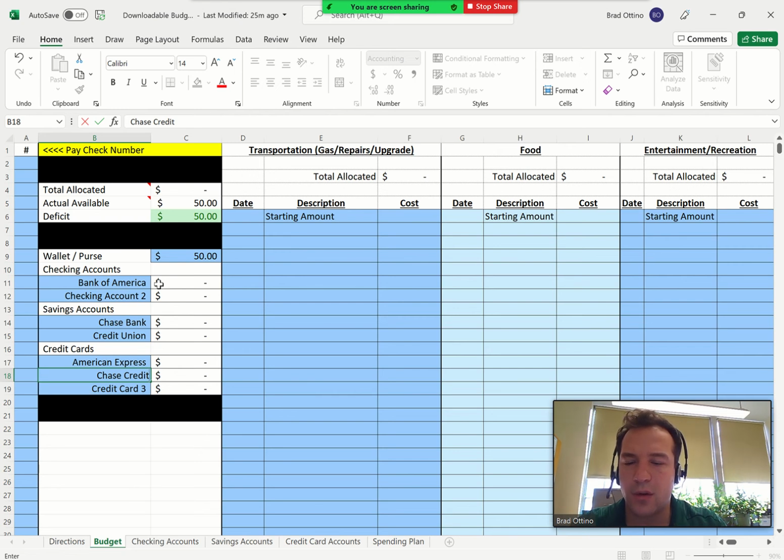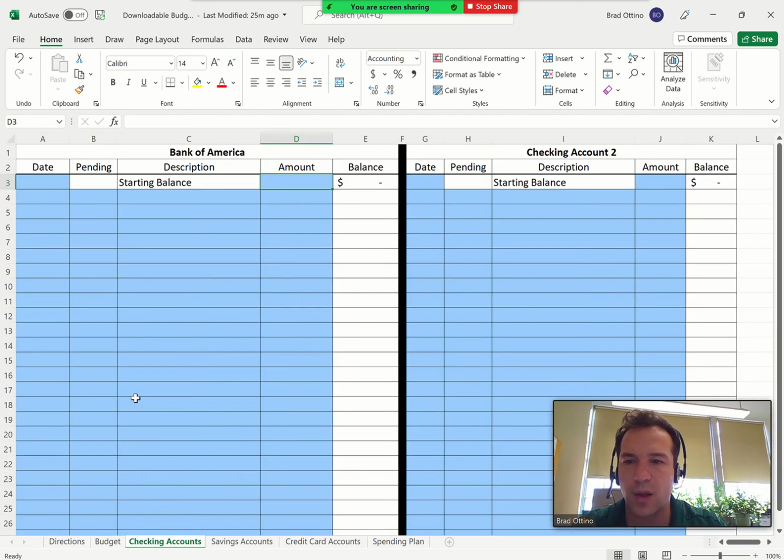Now that we filled out those fields, next we'll enter our starting balances for each of those accounts. I'll click on the Checking Accounts tab on the bottom. Today's date is the 14th. Under starting balance, my Bank of America checking account has $1,500 in it. I don't have a second checking account. If I did, I would do the same thing there.